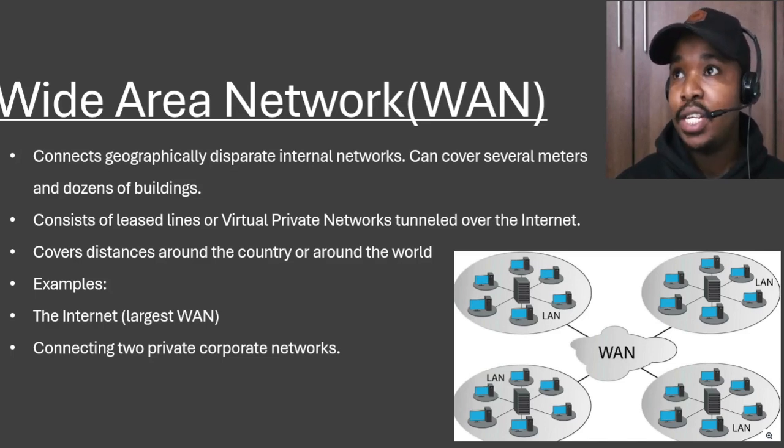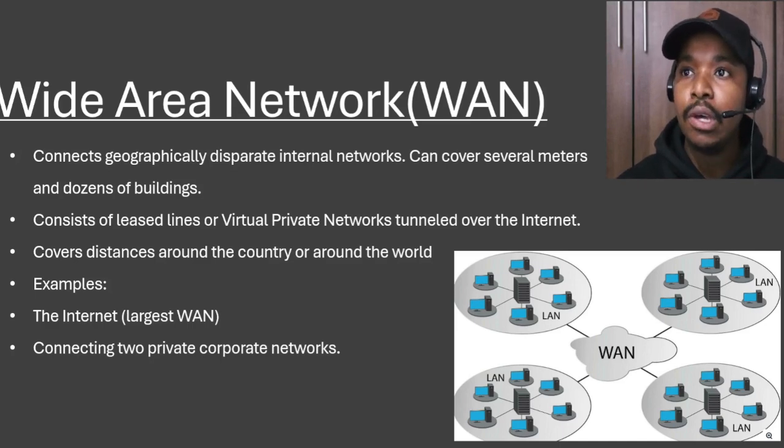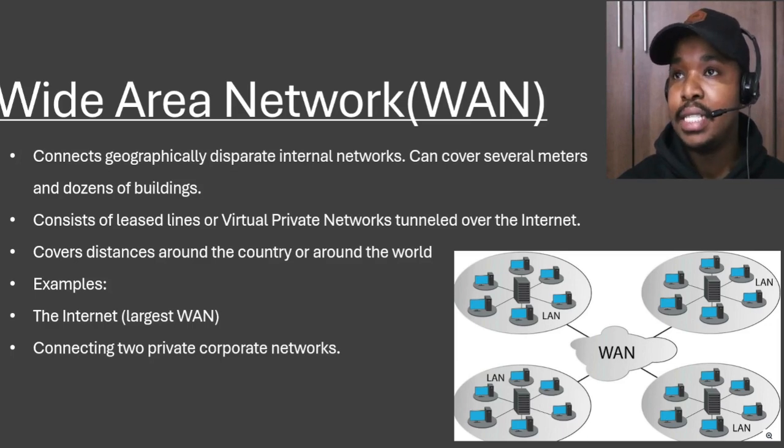So a wide area network connects geographically dispersed internal networks, and can cover several meters and dozens of buildings. It consists of leased lines or virtual private networks tunneled over the internet. So it covers distances across the country or around the world. An example of that is the largest wide area network, which is the internet, which everyone subscribes to, and connecting two private corporate networks.